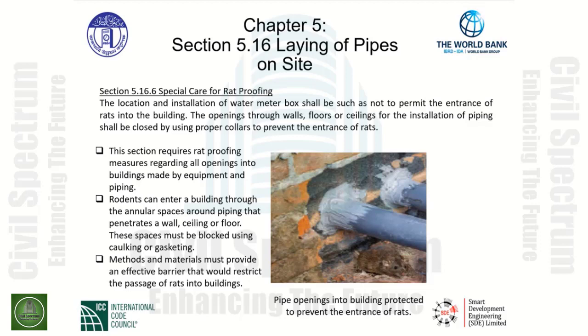Rodents can enter a building through the annular space around piping that penetrates a wall, ceiling, or even a floor. These spaces must be blocked using caulking or gasketing of approved materials. The methods and the materials must provide an effective barrier that would restrict the passage of rats into a building.